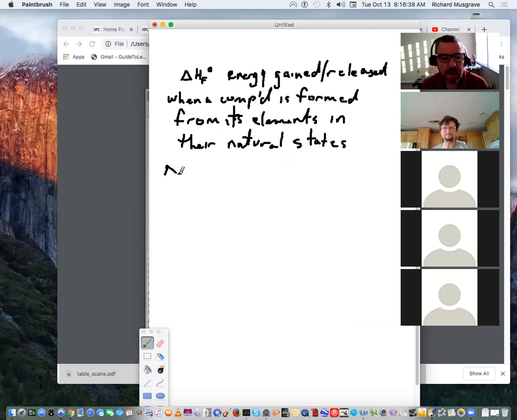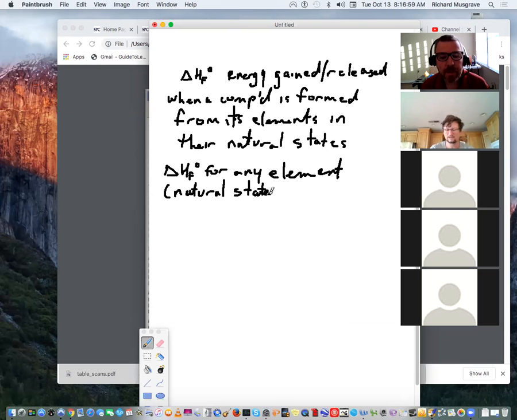Okay, so the delta HF naught for any element in its natural state, I know it worries you because you're worried about how you know if something's in its natural state or not, but I'll get to that in a second, is going to be 0. That makes sense because you can't make an element from anything. The element is pretty much the lowest form of anything. It's the building block of anything that we have.